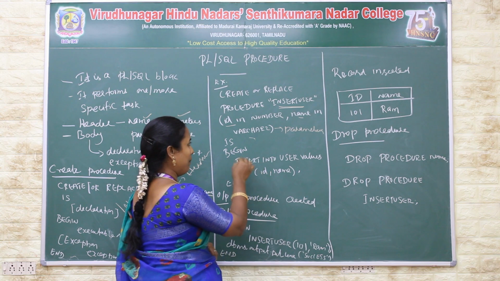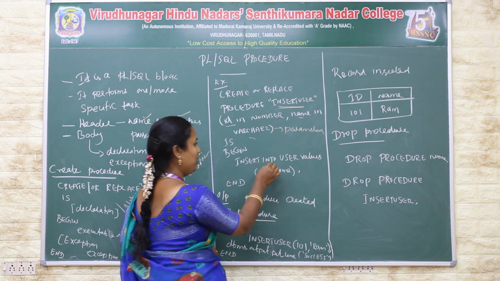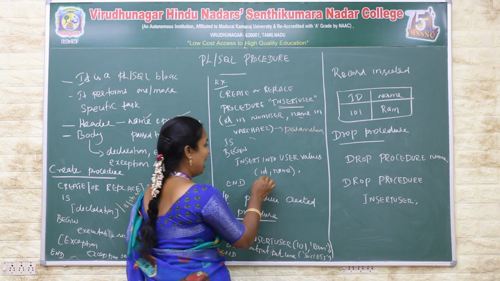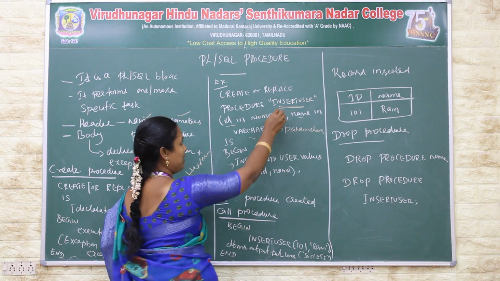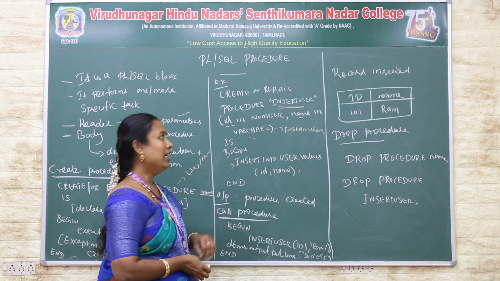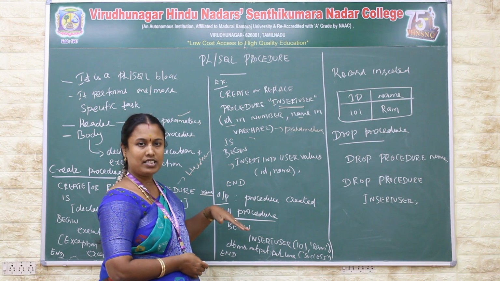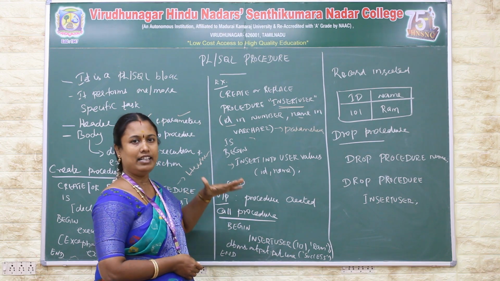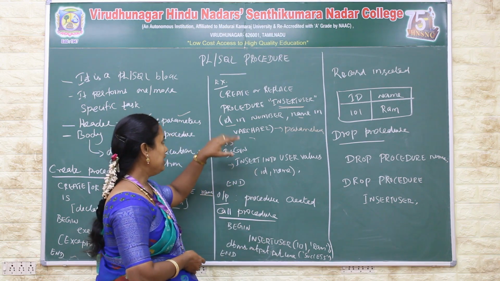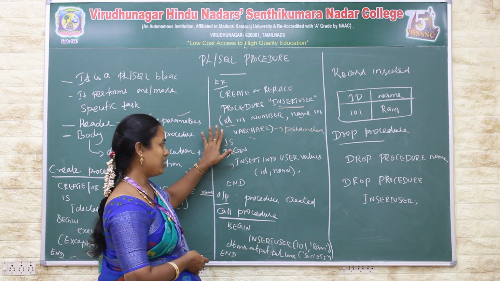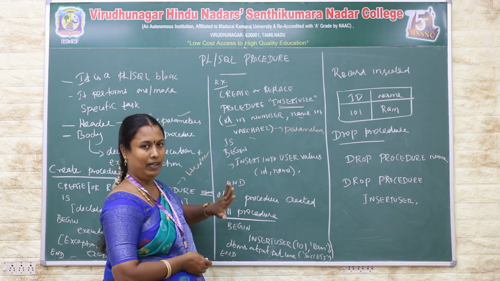The body section starts with is, then begin, insert into user values ID comma name. Here is the insert procedure. The name itself I can mention as insert user. In the user table I am able to make the insertion. For that purpose only I can write this query and this procedure. So what is the main task of this procedure? It inserts values into the user table.